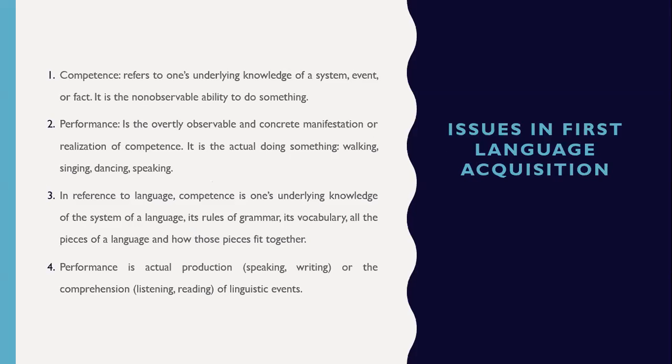Some of the issues that we can identify in first language acquisition that can affect my second language acquisition are these. One is competence, which refers to one's underlying knowledge of a system, event, or fact. It is the non-observable ability to do something. Two is performance, the overtly observable and concrete manifestation or realization of competence. It is the actual doing of something, like, for example, walking, singing, dancing, or speaking.